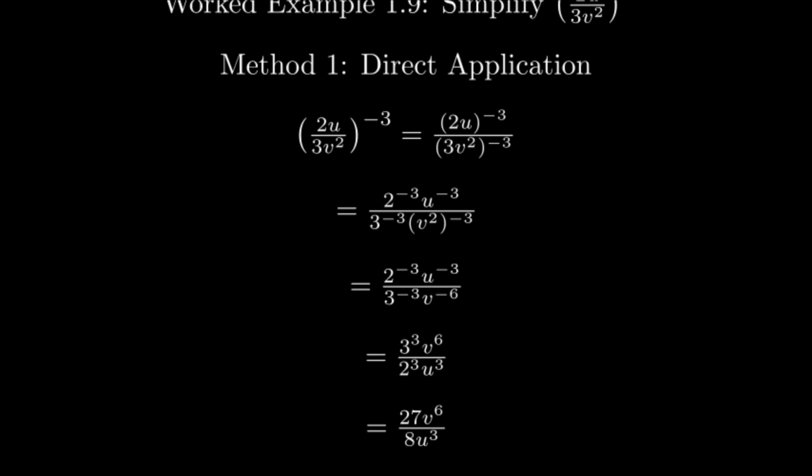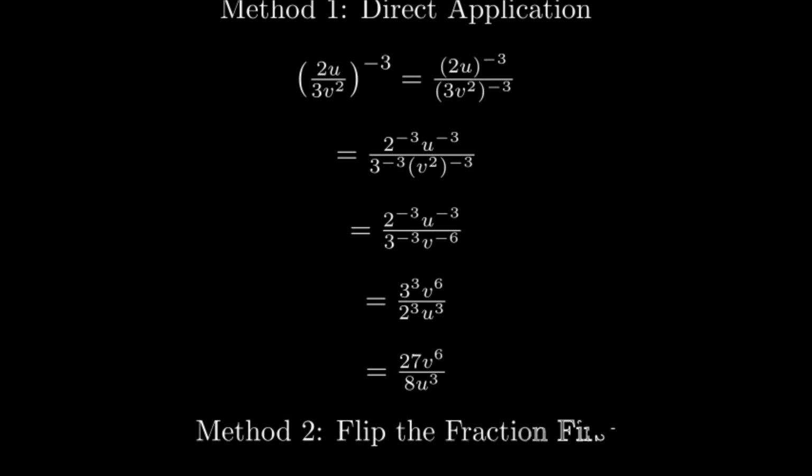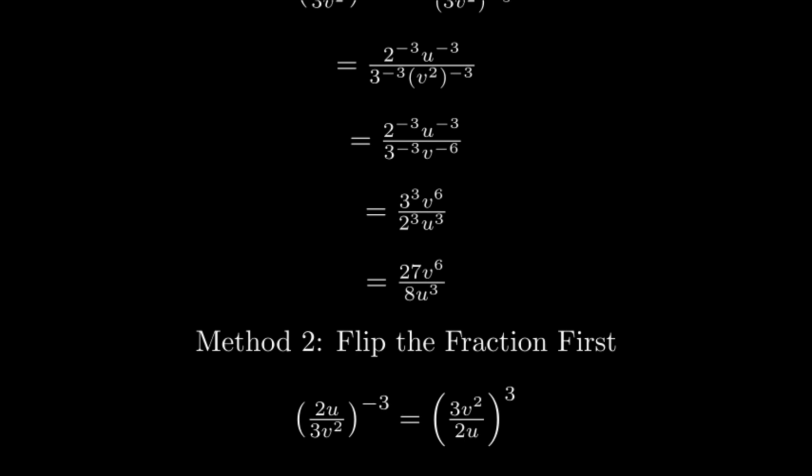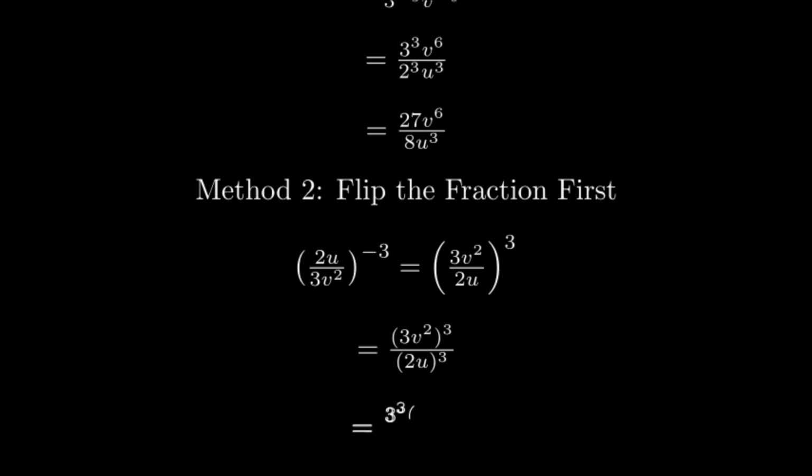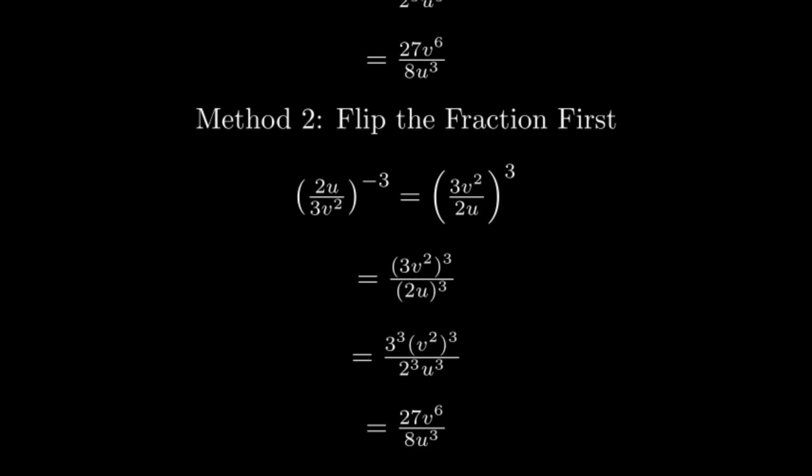Now for a second, often easier method. Remember that a negative exponent means taking the reciprocal. For a fraction, the reciprocal is found by flipping it. So we can flip the fraction inside the parentheses and change the exponent from negative 3 to positive 3. Now we just apply the positive exponent of 3 to the numerator and denominator and simplify. We get the exact same answer, but often with fewer steps and less chance for error. This is a very useful trick to remember.